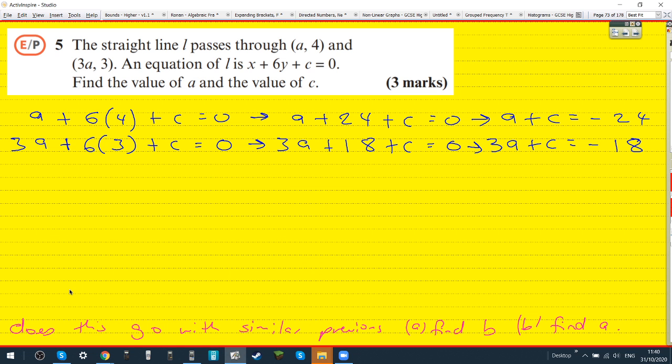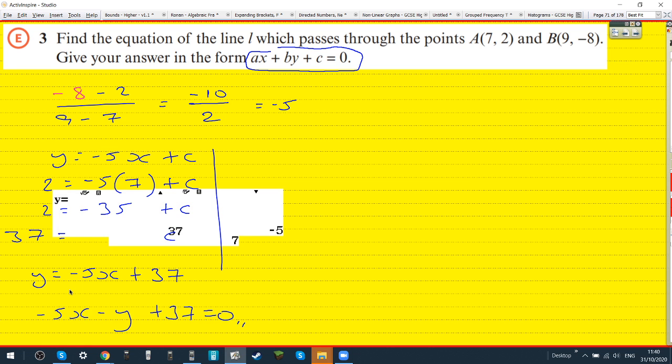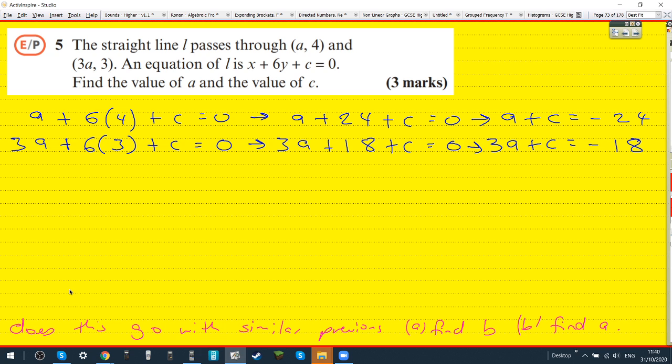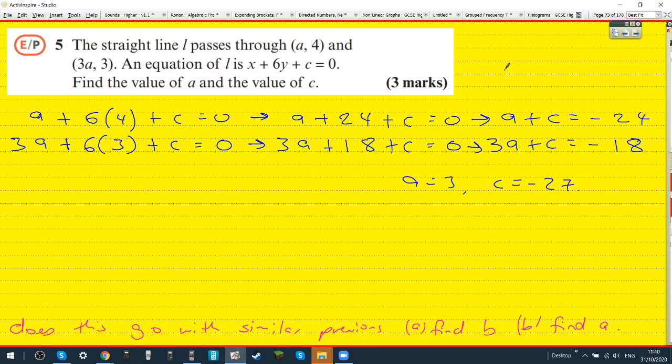Or in our case, a equals 3 and c equals minus 27, I think. a equals 3, c equals minus 27. Yep, looks good. Great. Maybe I'll just check: 1, 1, minus 24. 3, 1, minus 18. 3, minus 27. Yep, great. There's lots of ways of doing it.